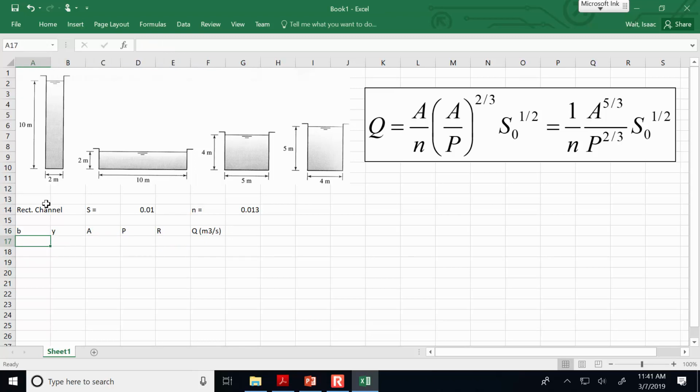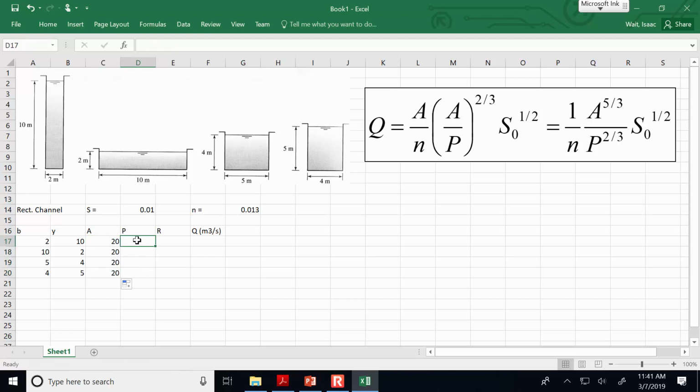Okay, so this first one has a B, which is the bottom width of 2. Then this one has a bottom width of 10, bottom width of 5, and 4. So that's what we're comparing. The water depth in the first one is 10 versus 2 versus 4 and 5. Now I think, in my mind, I've done the math correctly, that these all have a cross-sectional area of 20, but let's just double check and make sure that the cross-sectional area for each of these channel configurations is 20 square meters. All right, it is.